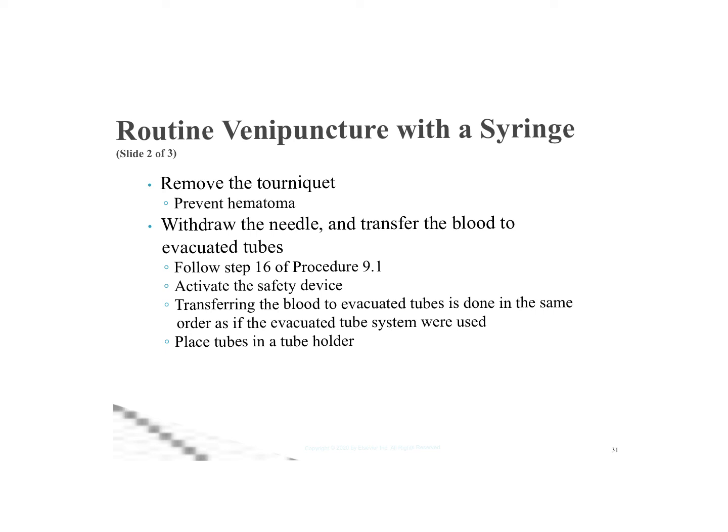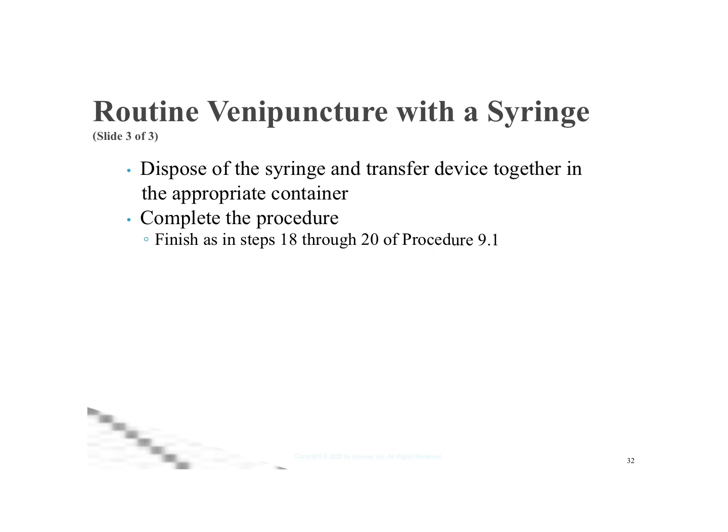So same draw order. Place tubes in the tube holder then. Dispose of the syringe and the transfer device together in the appropriate container. Complete the procedure and finish as in steps 18 through 20 of that procedure 9.1.